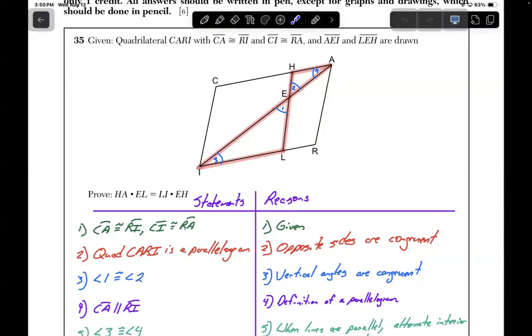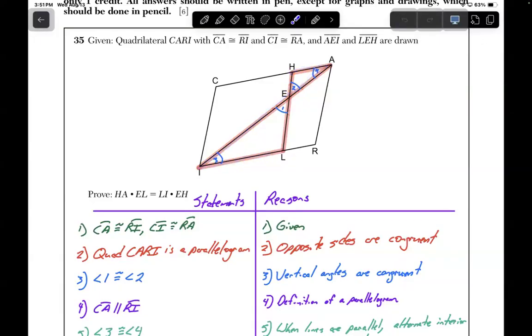Okay, then I said we think about that Z shape, or this is kind of like a weird looking backwards Z. Oh no, it's a Z. Yeah. It's just a kind of slanty Z.